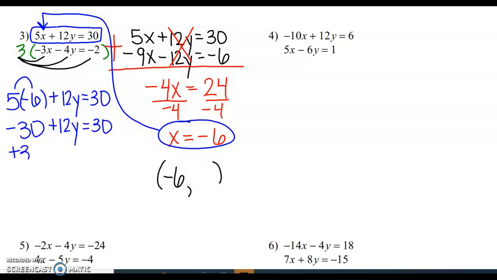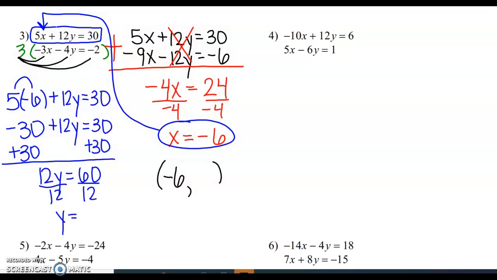To get rid of a negative 30, I would add 30. So I'm at 12y equals 30 plus 30, which is 60. And 60 divided by 12 is 5. So x is negative 6, y is 5. My ordered pair is negative 6, 5.